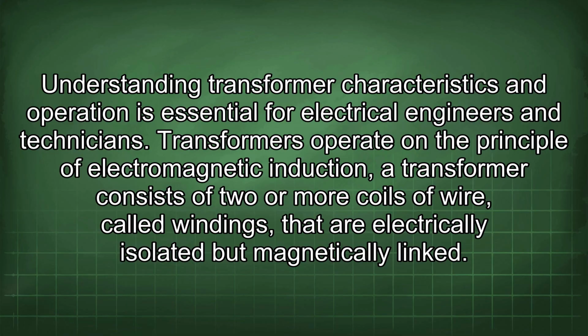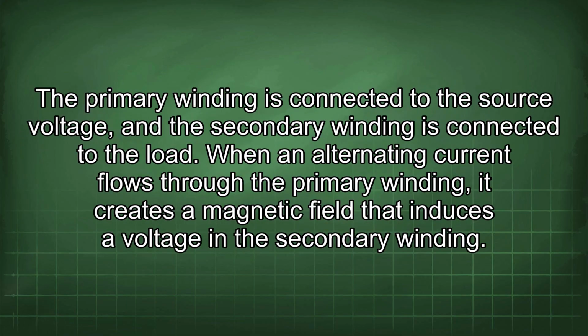Transformers operate on the principle of electromagnetic induction. A transformer consists of two or more coils of wire, called windings, that are electrically isolated but magnetically linked. The primary winding is connected to the source voltage, and the secondary winding is connected to the load.